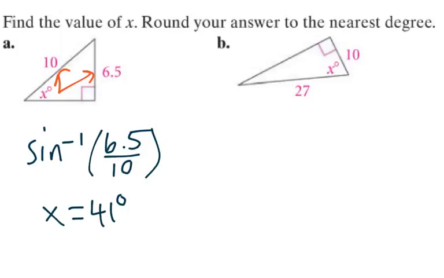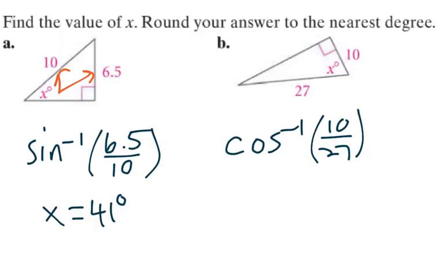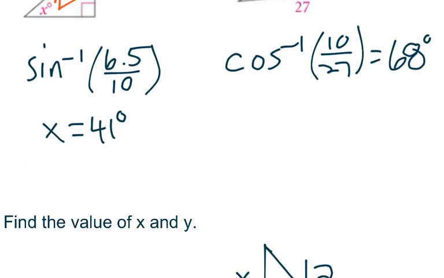Now on part B, notice the 10 is adjacent to x and 27 is the hypotenuse. So in that case, we would want to do inverse cosine. Adjacent over hypotenuse. If you did inverse cosine of 10 over 27, you should have got 68 degrees.